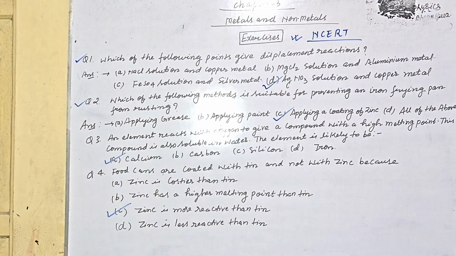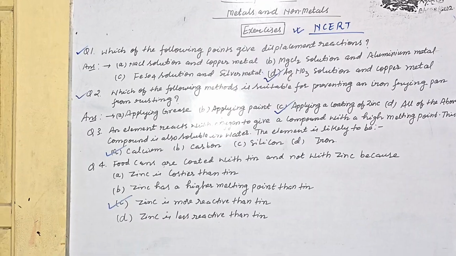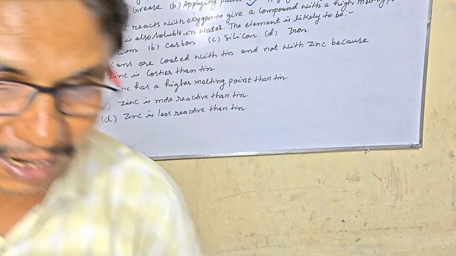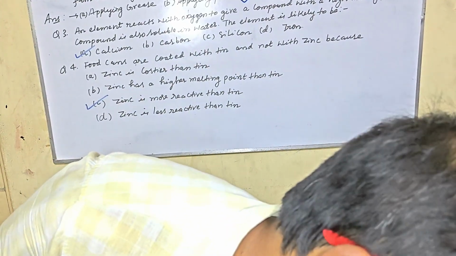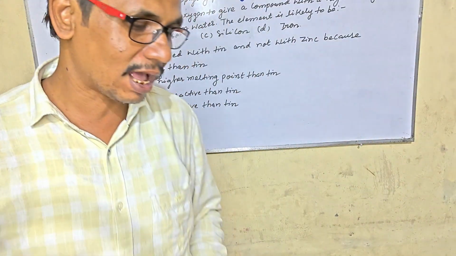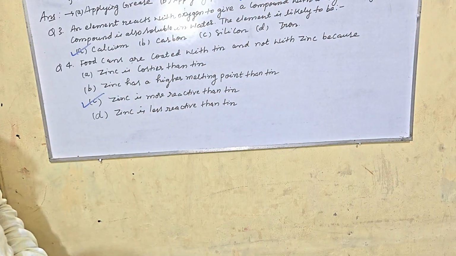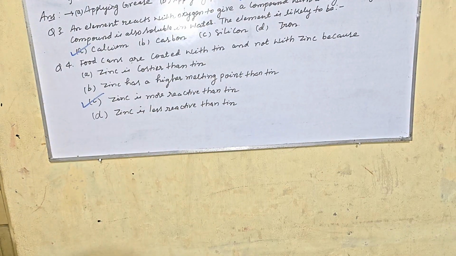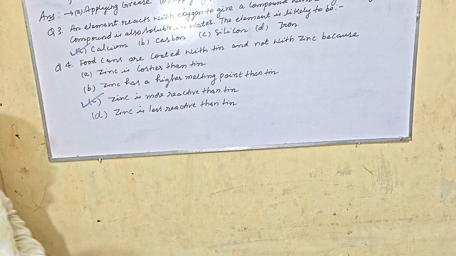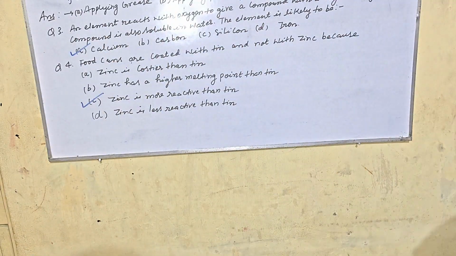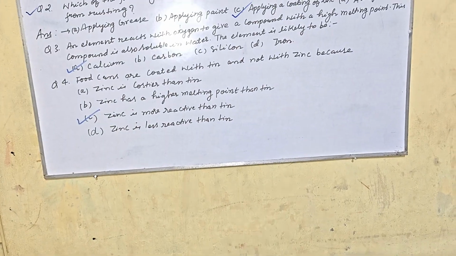The answer is C. And the third question: an element reacts with oxygen to give a compound with a high melting point. This compound is also soluble in water. The element is likely to be calcium, carbon, silicon or iron. The element is likely to be calcium, because calcium oxide, lime, has a high melting point and is soluble in water. Carbon dioxide is a gas. Silicon oxide, SiO2, and iron oxide also have high melting points, but these are insoluble in water.